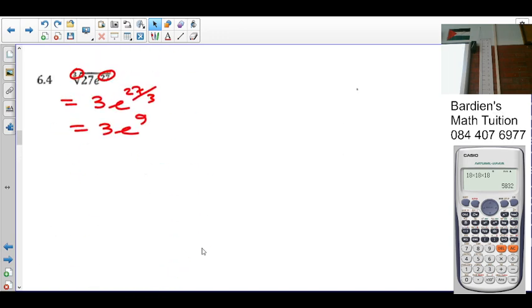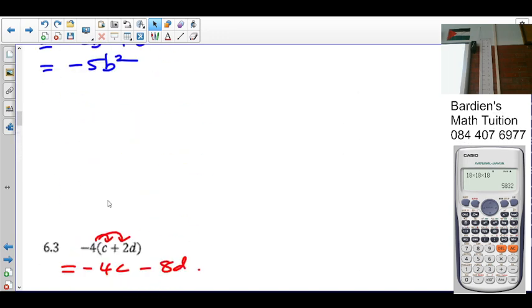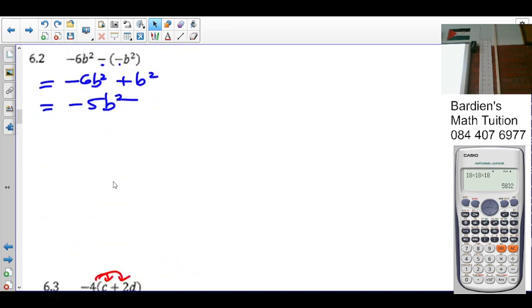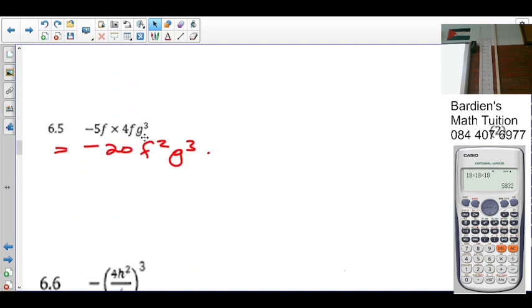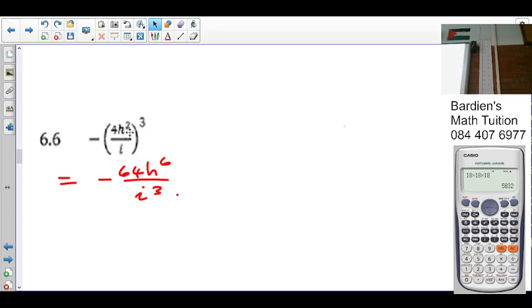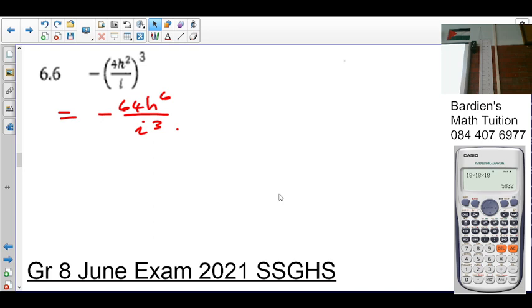Okay, but people, listen, if you saw it as a t, then it would have been negative 64h 6 over t cubed. That's the move, alright?